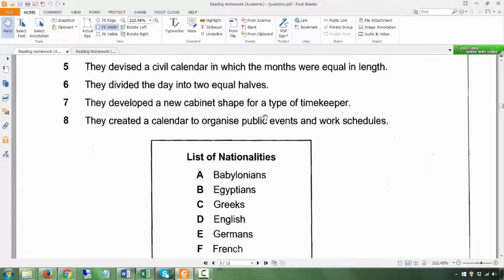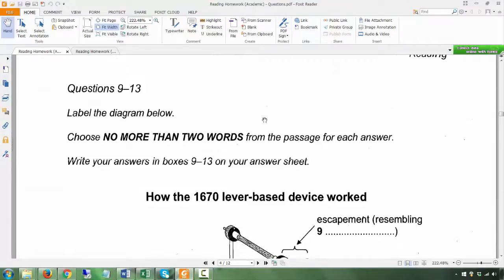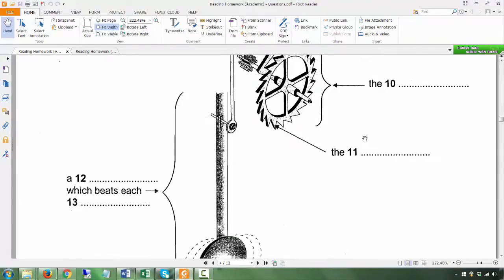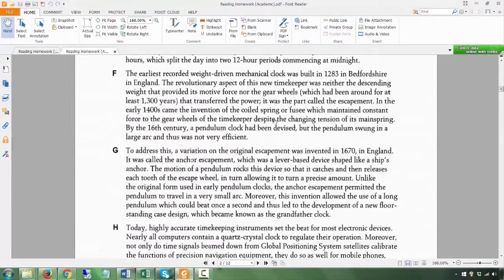All right, so let's go to 9 to 13. This is basically a summary of one part of the passage. So if you get something like that, even though it may not be totally in order, you will expect it to be in one part of the passage. So questions 9 to 13 would be in one part of the passage, and basically that's going to be in paragraph G. To address this, let's go to paragraph G.